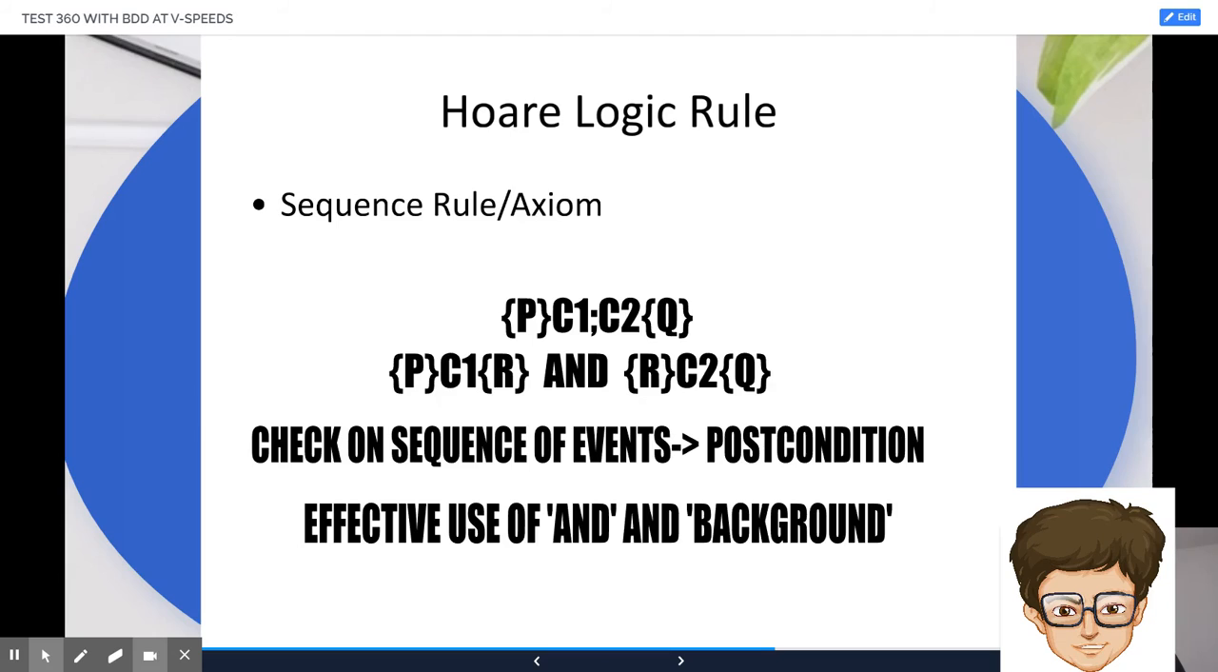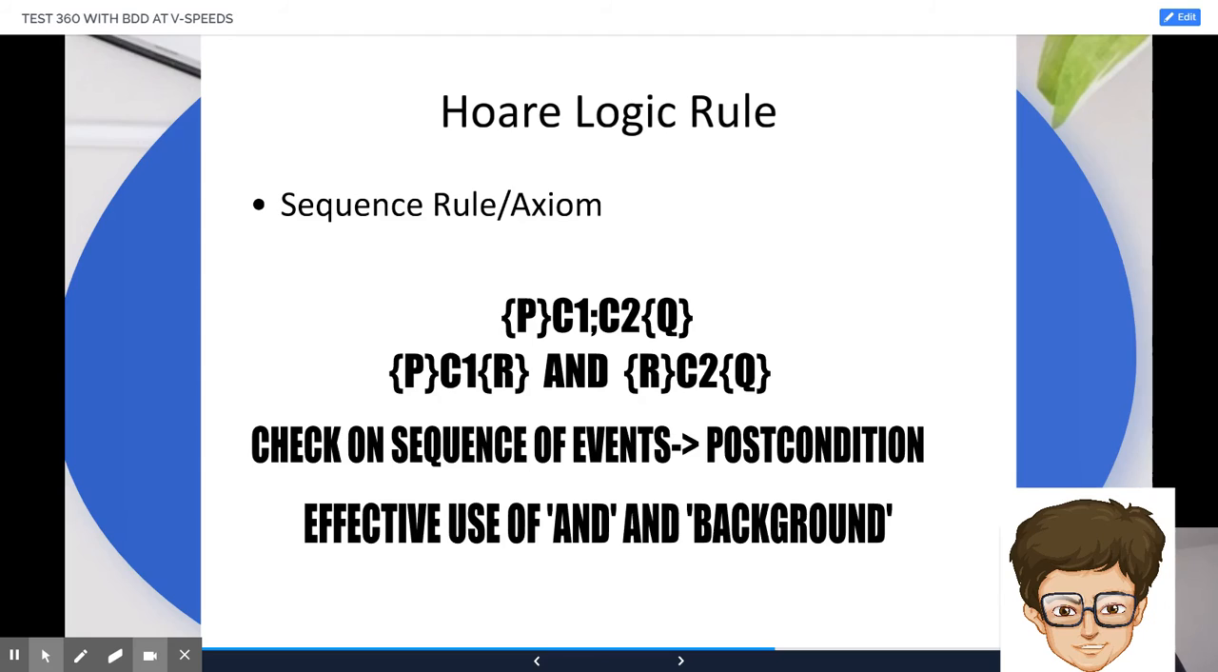In our feature file world, this simply means to ensure the sequence of events which leads to a specific post condition are properly represented. This is nothing but effective use of the AND keyword in your feature file in your Gherkin language, as well as whether we are effectively reusing the scenarios by using the background keyword.